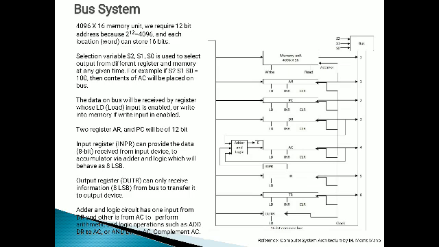Similarly, AND DR to AC. AND operation will be performed on contents of DR and AC. The result will be placed on AC. Complement AC means every bit of accumulator register will be complemented, and final complemented data will be stored in AC. This is how common bus system will work.